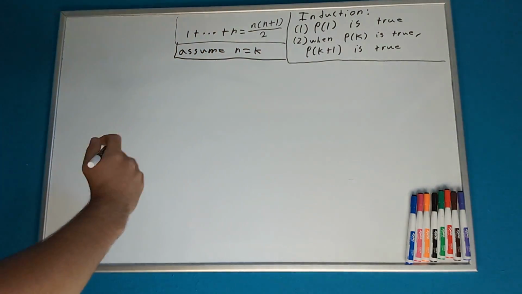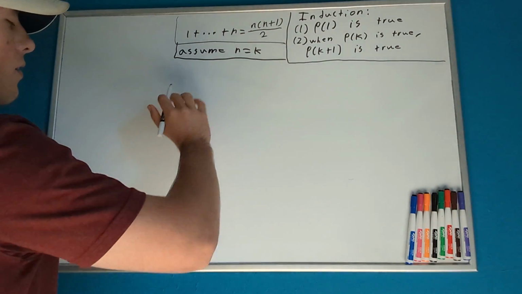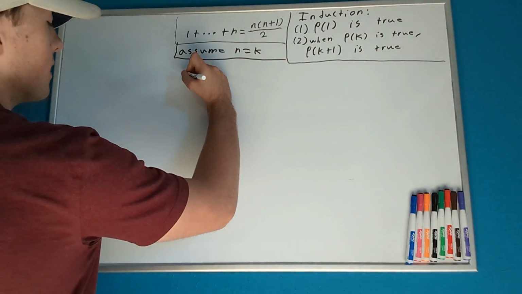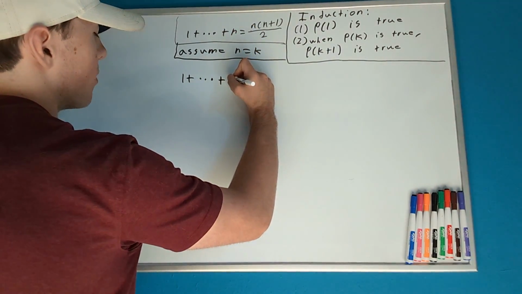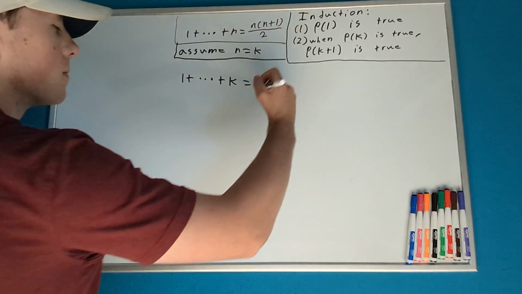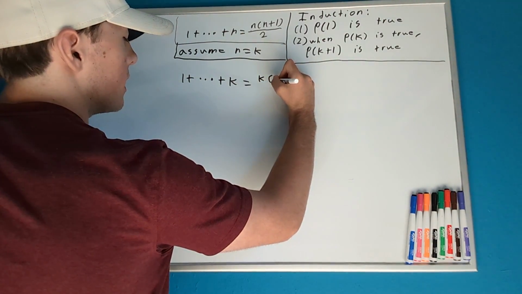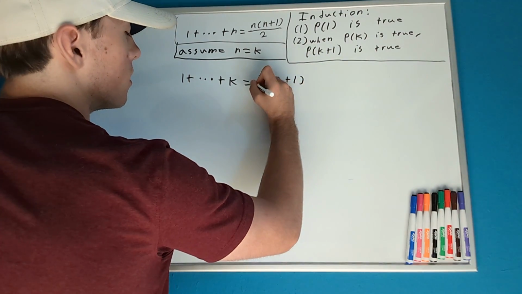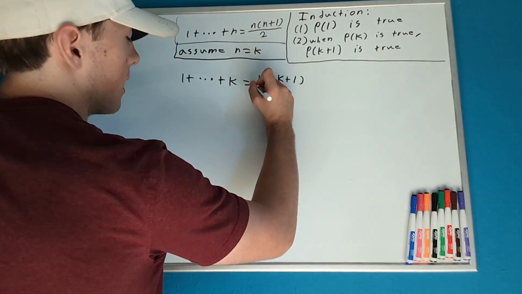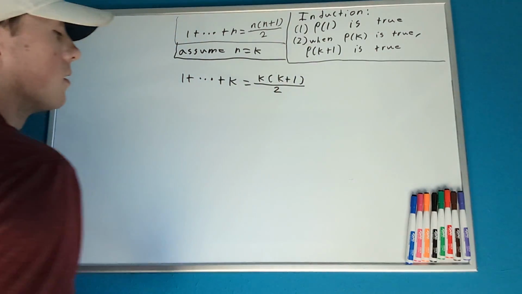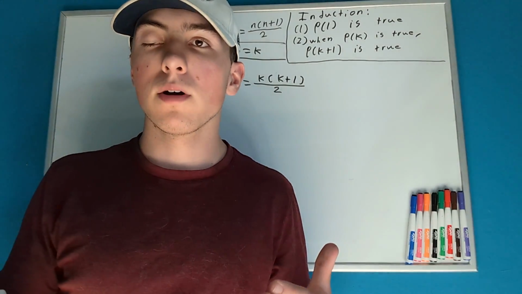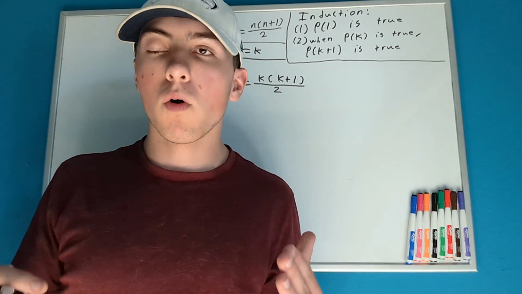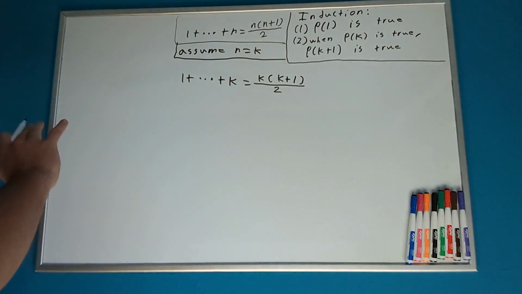So now what do we want to do? Let's take our n values and plug in a k instead. So we get 1 plus ... plus, now instead of n we have k, equals k times k plus 1 over 2. So that's what we have here. Now, what do we want to do? We want to show that k plus 1 is true.